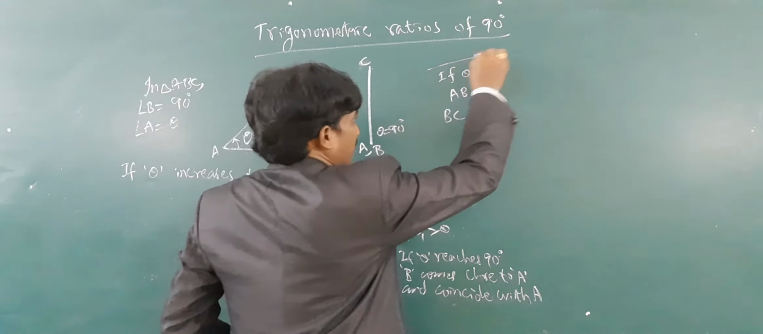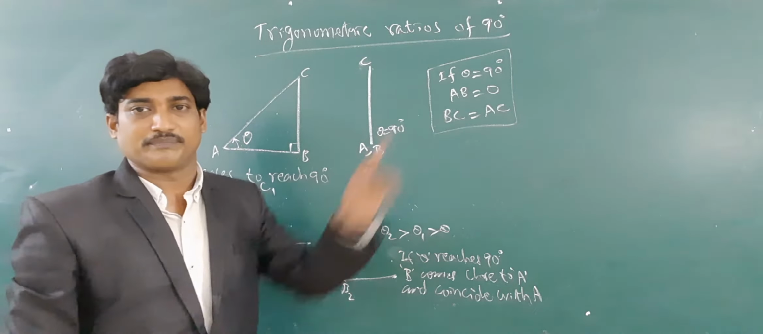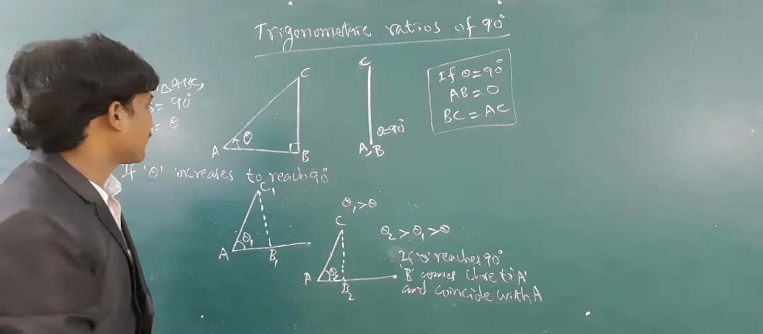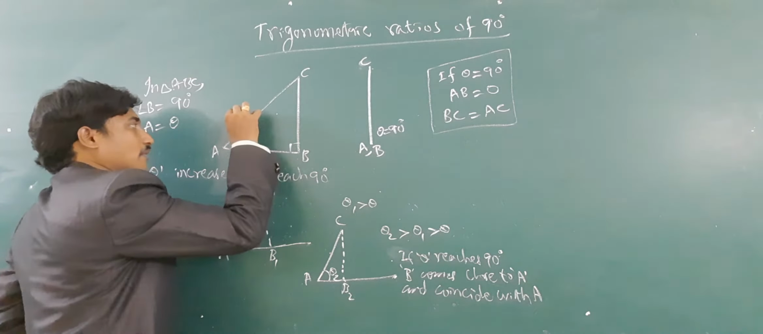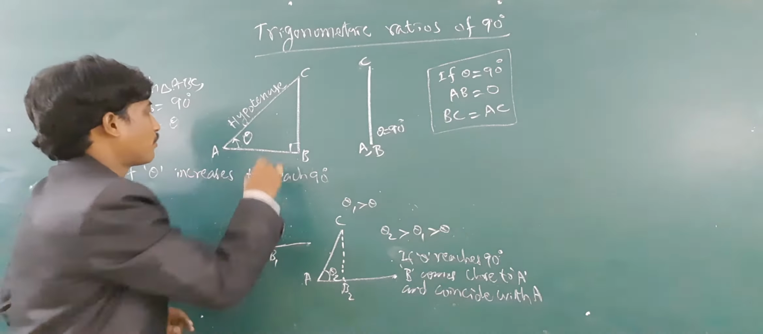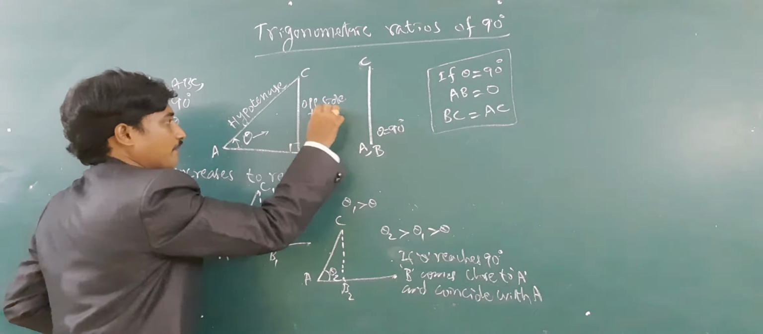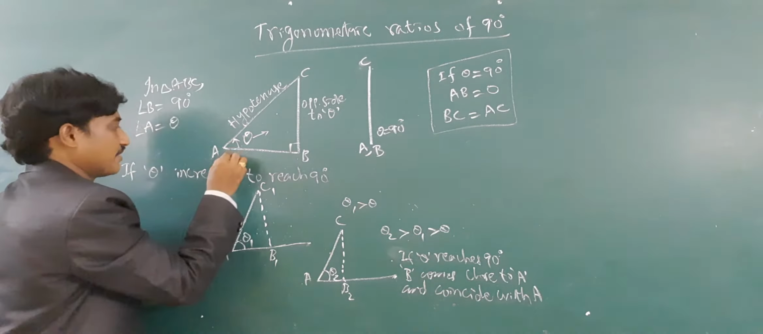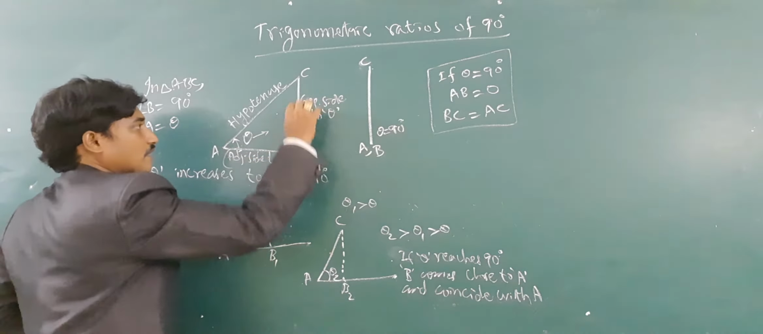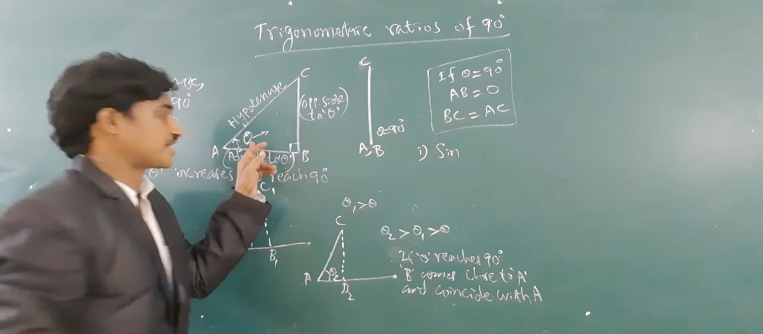Based on this result, when theta is 90 degree, let us write all 6 trigonometric ratios. Right angle opposite side, we always call it hypotenuse. Opposite side to theta, and adjacent side to theta. We have definition of sin theta as opposite side to theta by hypotenuse.